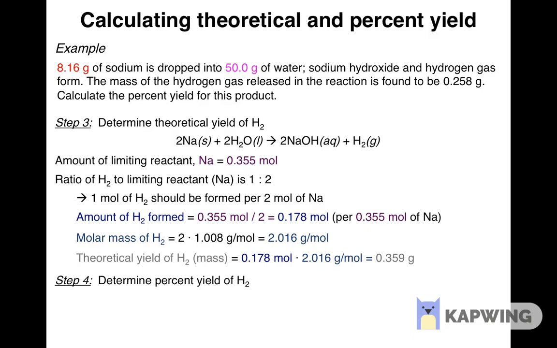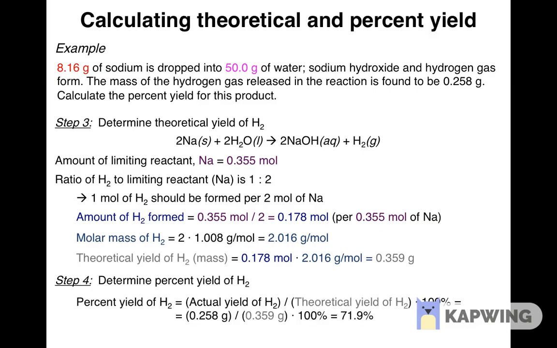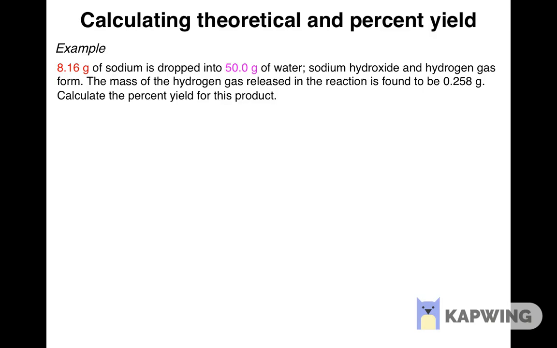However, the problem told us that the actual yield obtained in an experiment was 0.258 grams. The percent yield of hydrogen is therefore 0.258 grams divided by 0.359 grams times 100%, or 71.9%. One reason that the percent yield is considerably less than 100% may be that gases, and in particular hydrogen, are relatively hard to collect completely without allowing any to escape.